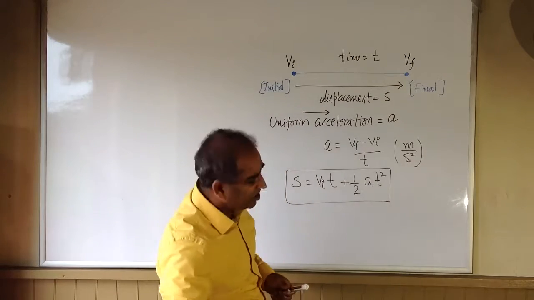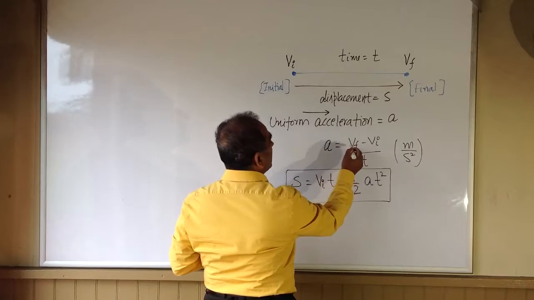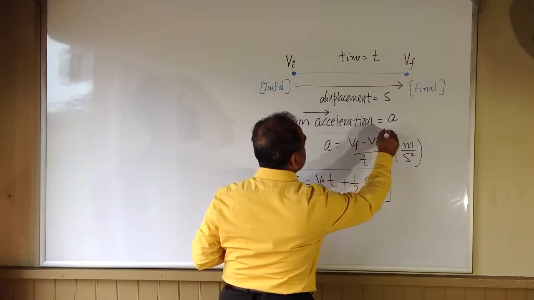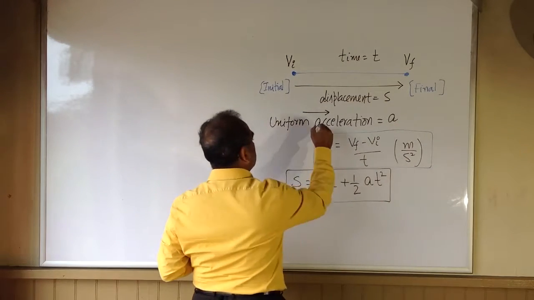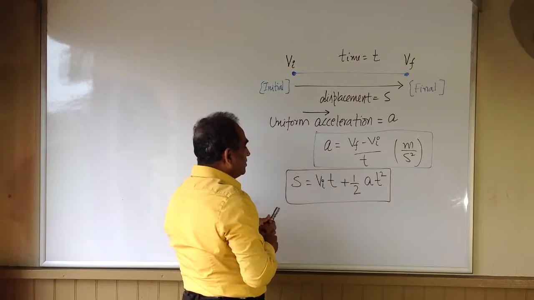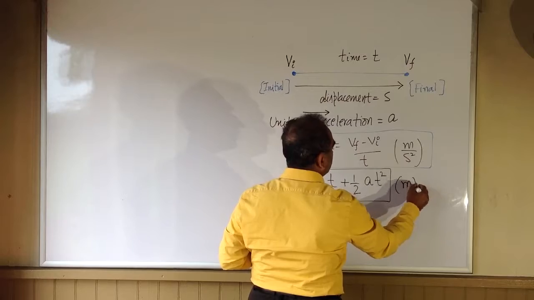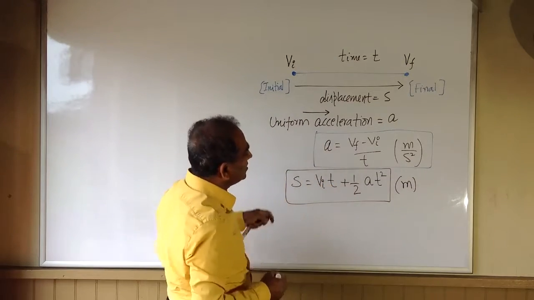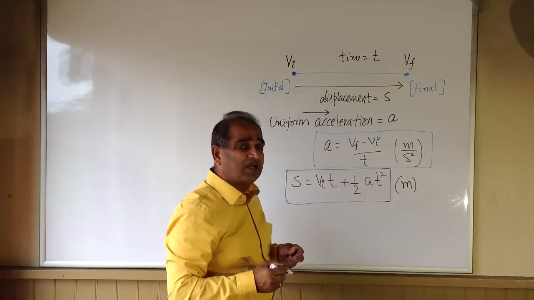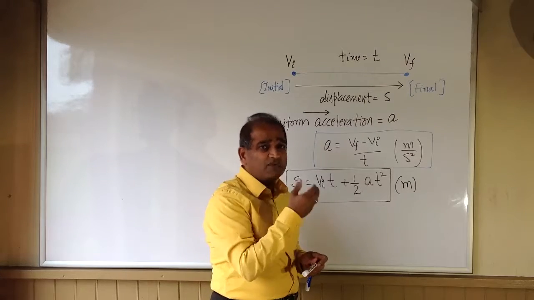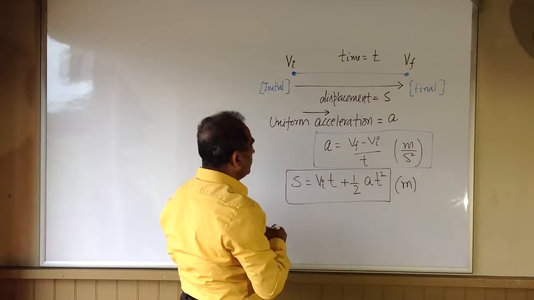Whereas if you are given initial velocity and final velocity and time t, then the acceleration value is given by this. And we already know that displacement is measured in meters. So these are the prime equations in solving problems. Apart from this, you have one more equation.